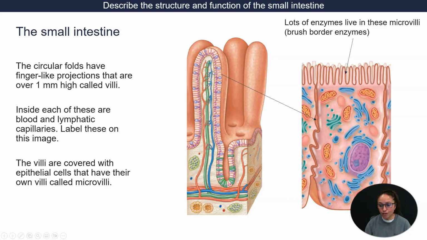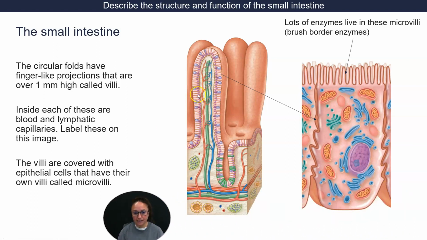Now, the third awesome feature of the small intestine: you've got a big fold, then a little fold, and then you've got the microfolds. Each one of these cells has its own little folds. So this is how we end up with a surface area of a tennis court. You've got fold upon little fold upon tiny fold. That's how we increase our surface area.